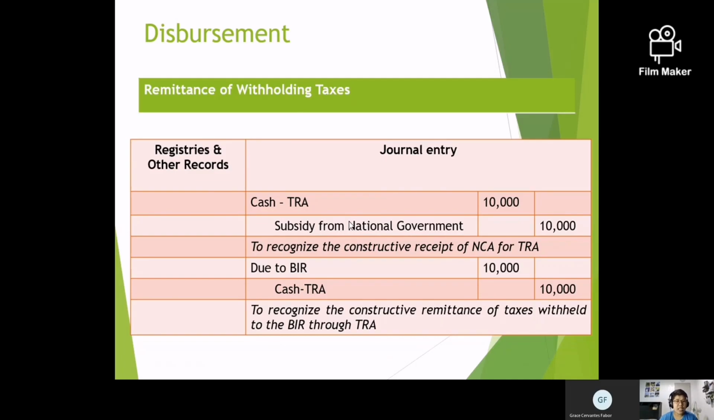Parang kanina lang, nung naka-receive ka ng NCA, ano yung debit mo? Cash NCA, cash MDS regular. In this case, cash TRA siya. Is it an actual cash? Hindi. Parang papel lang yan na i-forward mo kay BIR. Ngayon, since magbabayad ka na ng BIR mo or ng taxes or ng withholding taxes mo, ano yung entry to record a constructive remittance? Debit due to BIR, the liability, 10,000. Credit, yung pinambayad mo, cash TRA, 10,000. So it is to recognize the constructive remittance of taxes withheld to BIR through TRA. So, ganyan yun.